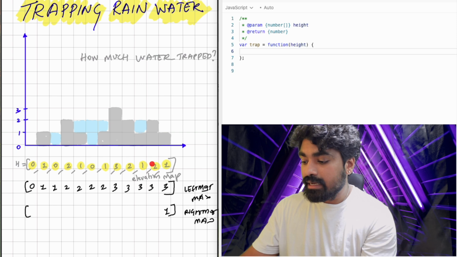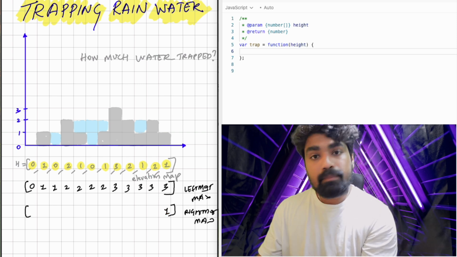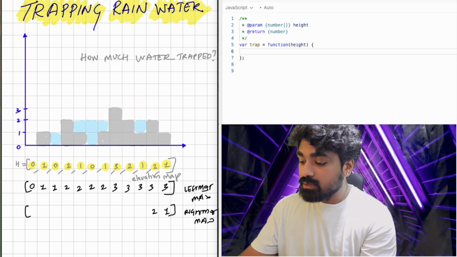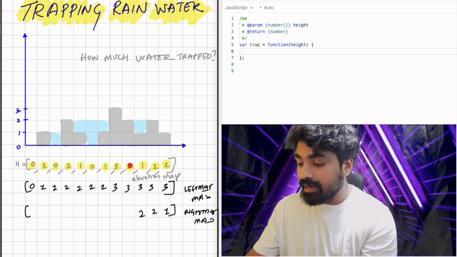So I will compare this and I will compare this, which is the highest value. It is 2, so I will just pick 2 here. Then I will compare this one and 2. 2 is still higher. I will compare 2 and 2. 2 is still higher. I will compare 3 and 2. 3 is higher.